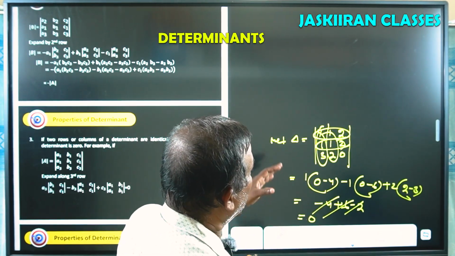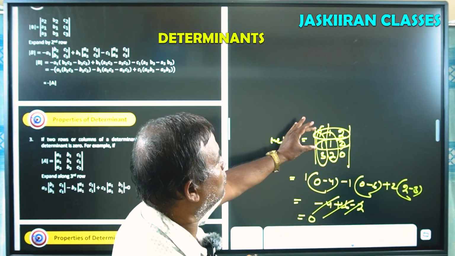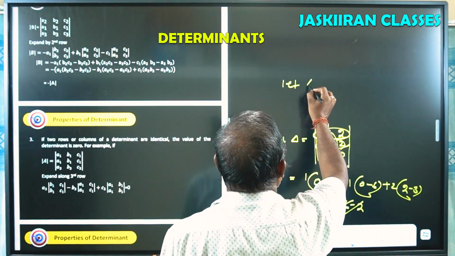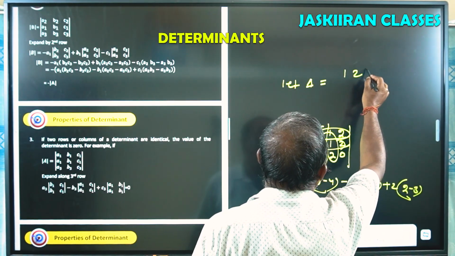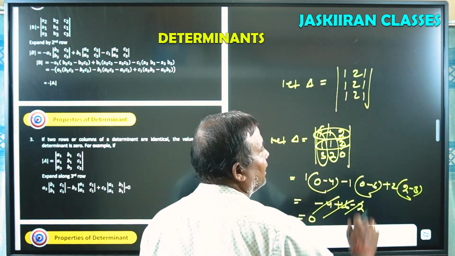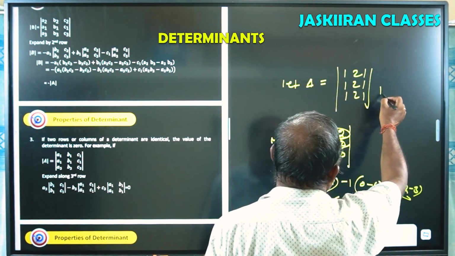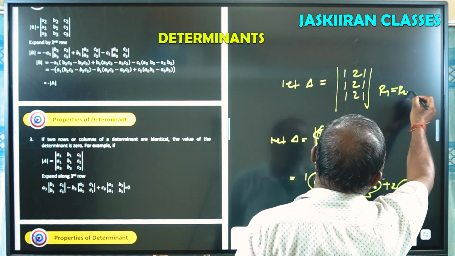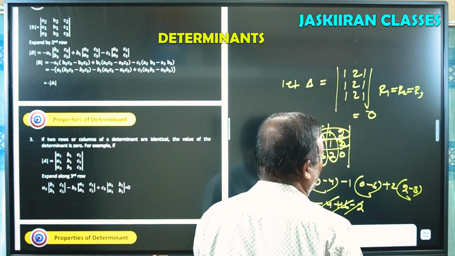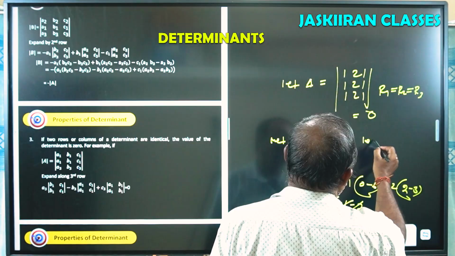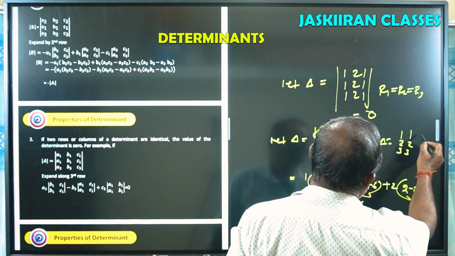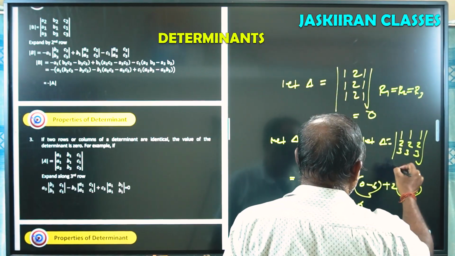Not only at least 2 rows or 2 columns. Let it be one example. Let del equal 1 2 1, 1 2 1, 1 2 1. That is 3 rows are identical, that is R1 equal to R2 equal to R3. Suppose for columns, let del equal 1 2 3, 1 2 3, 1 2 3. So that is also 0.